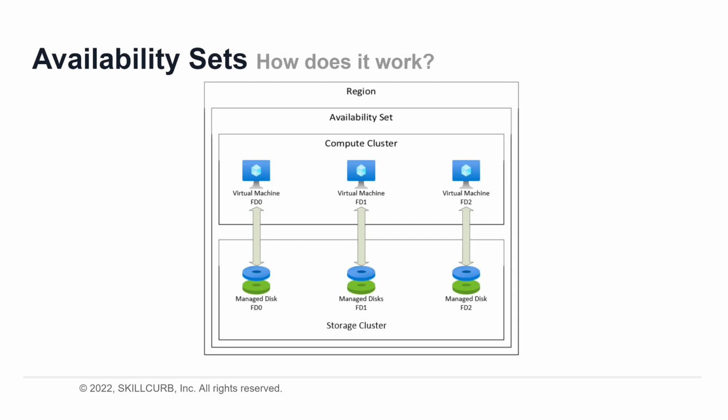VMs are also aligned with disk fault domains. This alignment ensures that all the managed disks attached to a VM are within the same fault domains. Only VMs with managed disks can be created in a managed availability set. The number of managed disk fault domains varies by region, either 2 or 3 managed disk fault domains per region.